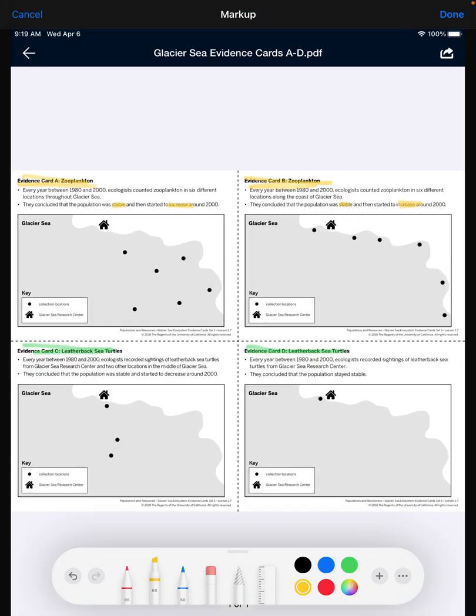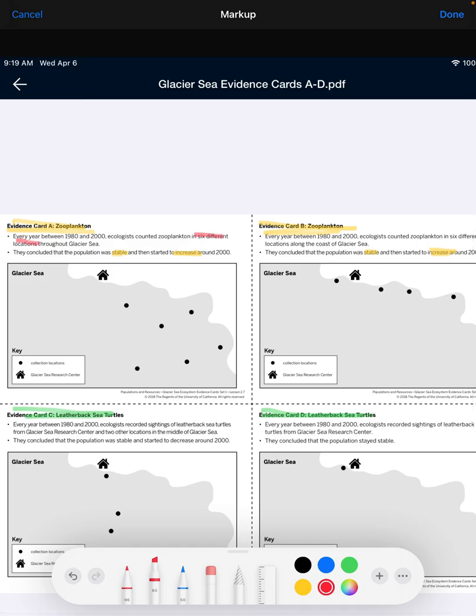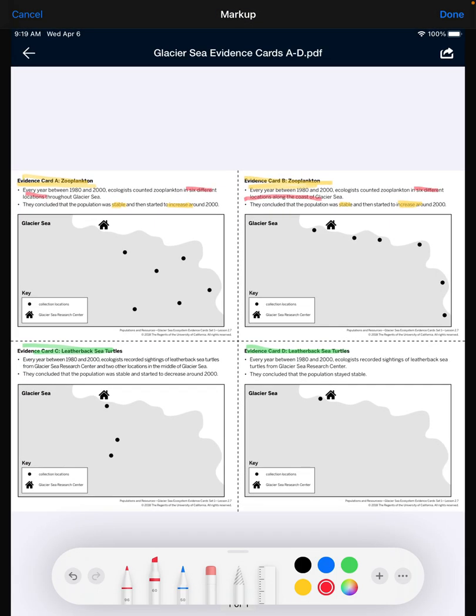Here's the difference, and I'm going to use red here to show it. So in evidence card A, they gathered samples from 6 different locations throughout Glacier Sea. And in evidence card B, they only stuck along the coast. And so if you're trying to find the best, remember the definition of sample is part of the whole. If you're trying to find the best piece of evidence, it would have to be evidence card A, because we've got all of these different areas. You know, moon jellies aren't going to be just along the coast. They're going to be all throughout that area. So evidence card A is the strongest.